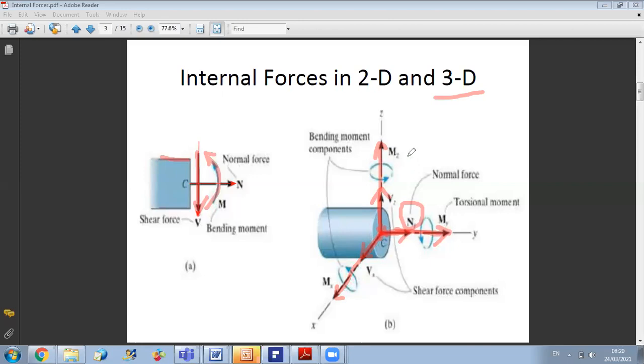Okay, and to calculate internal forces in 3D, it's the same concept. I do a cut and I have, let's say, some external load here. I say that to have equilibrium, the condition is that sum of forces and sum of moments on this part is equal to 0. And in this way, I can determine the internal forces and moments at any section I want.